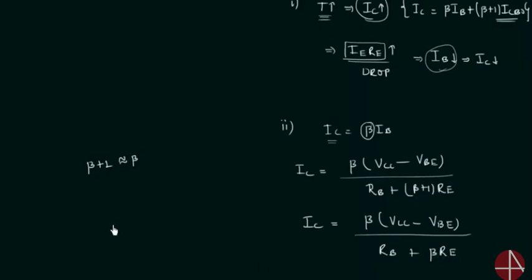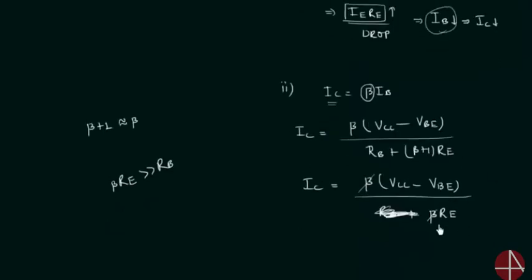And let's say beta times RE is much larger than the resistance RB, so we can neglect this resistance and we only have beta times RE in the denominator, and the beta in the numerator will cancel out with beta in the denominator. So we have IC, the collector current, independent of beta. This expression is independent of beta, so there is no effect on the collector current if you change the transistor, because the collector current is independent of the current amplification factor.